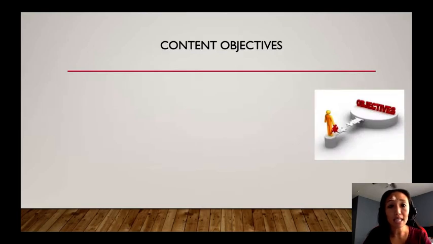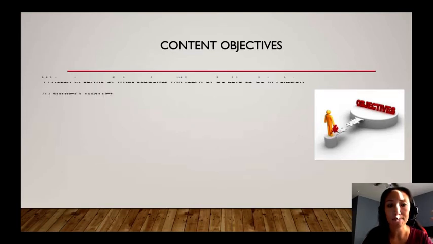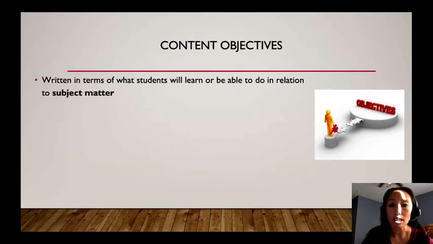So some guidelines for content objectives, and these will be important to keep in mind when we do some activities around designing content objectives. So you'll probably want to pull up these slides when we begin planning objectives in class. So one of the things about content objectives is that they're written in terms of what students will learn or be able to do in relation to the subject matter.